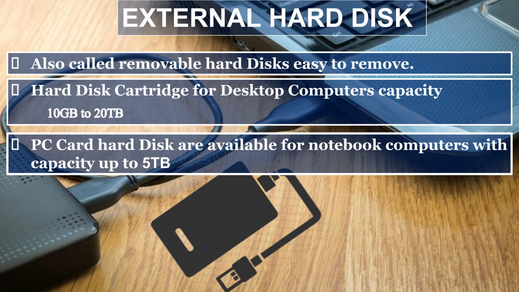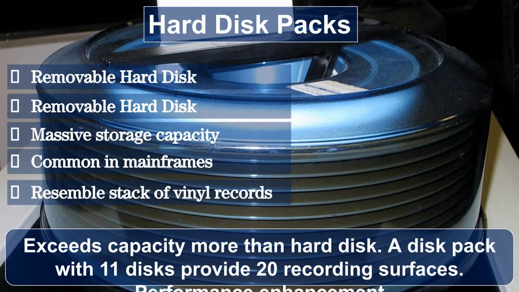PC card hard disks are available for notebooks with capacities up to 5 terabytes. Hard disk cartridges for desktop computers have capacities from 10 gigabytes to 20 terabytes. Hard disk packs are removable hard disks with massive storage capacity, often exceeding that of a single hard disk. A disk pack with 11 disks provides 20 recording surfaces and is common in mainframes, resembling a stack of vinyl records.